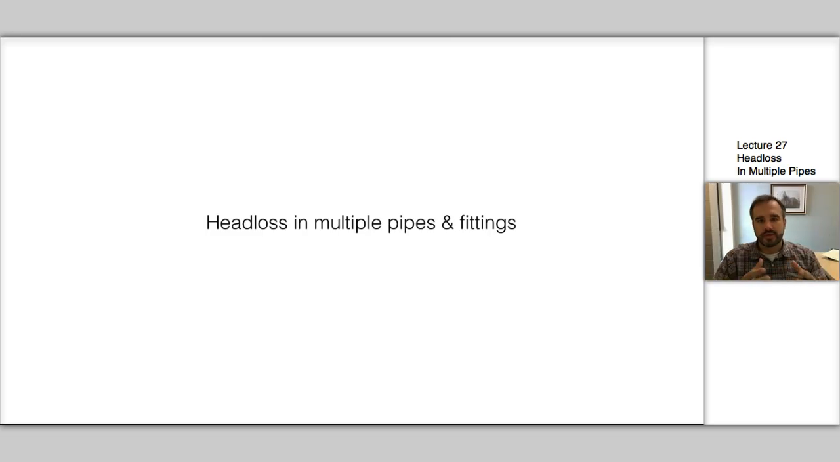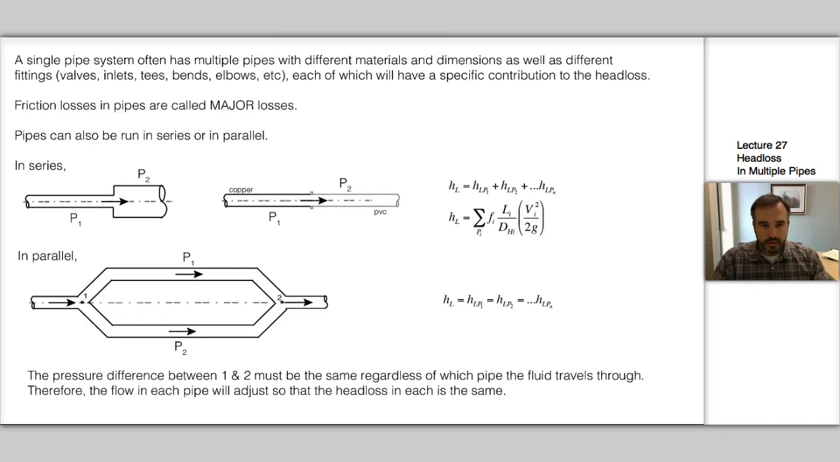And so we really need to be able to calculate head loss in a more complex setup of a piping system, and that's what we're going to go over in today's class. So a single pipe system often has multiple pipes with different materials and dimensions, as well as different fittings, valves, inlets, T's, bends, elbows, each of which have a significant and specific contribution to the head loss.